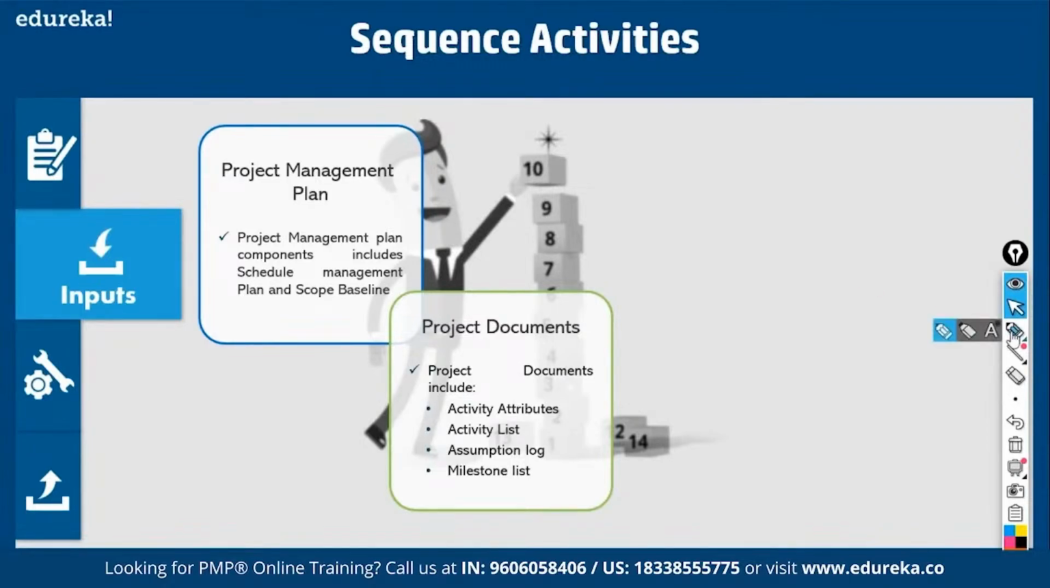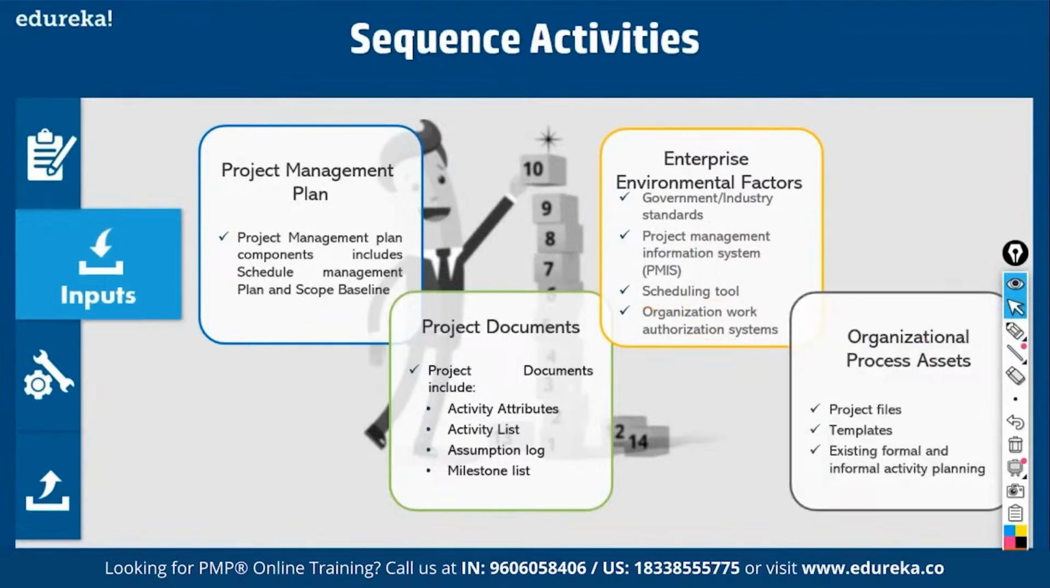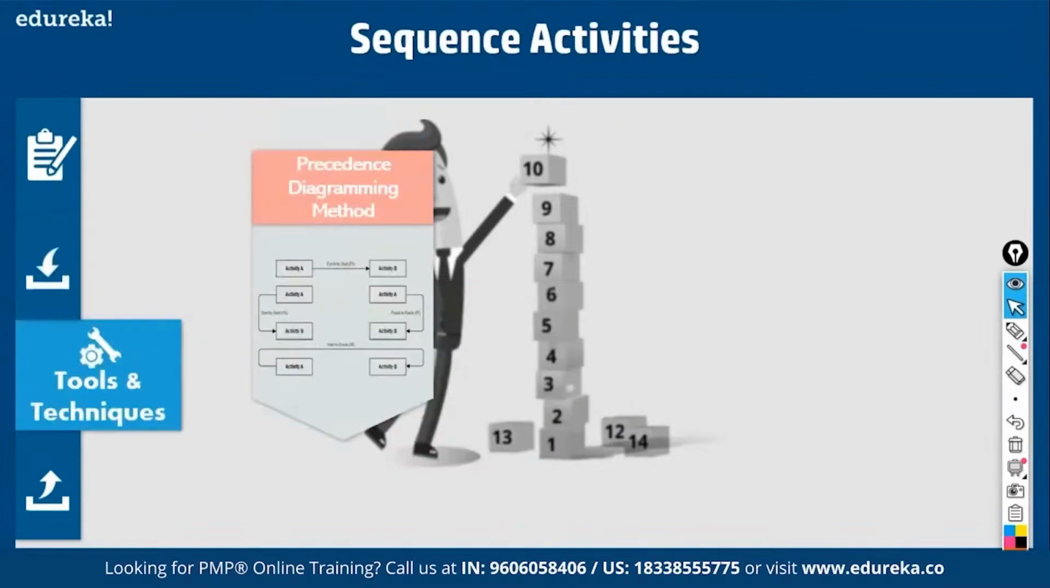So what are the project documents you require? You require a list of activities to be sequenced, what their activity attributes are, and what the assumptions and milestones are. Then enterprise factors, any PMIS. What is a PMIS? Any scheduling tool or sequencing tool that you use. Any work authorization system. If there are any government standards, you have to adopt them. Then organizational processes, project files, templates, etc. You can use them. Precedence diagramming method.